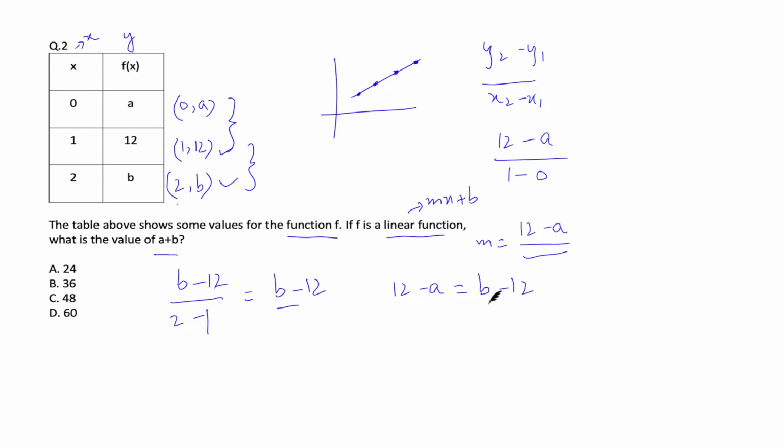Now all I have to do is rearrange this equation. Take a towards this side and what do you get? We get 12 plus 12 equals b plus a. So here we go.